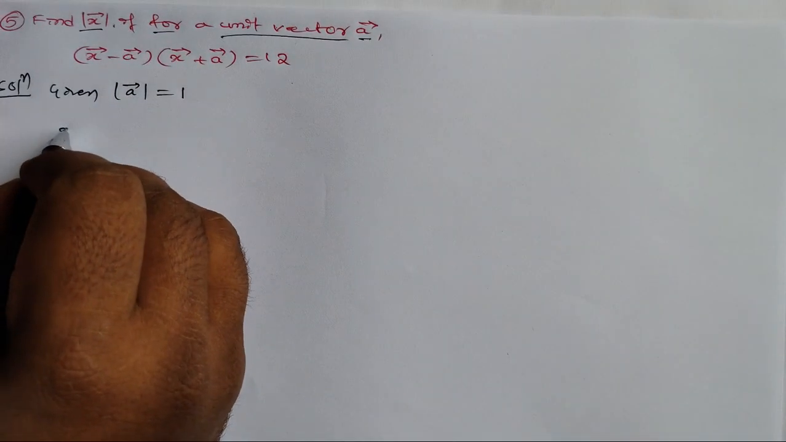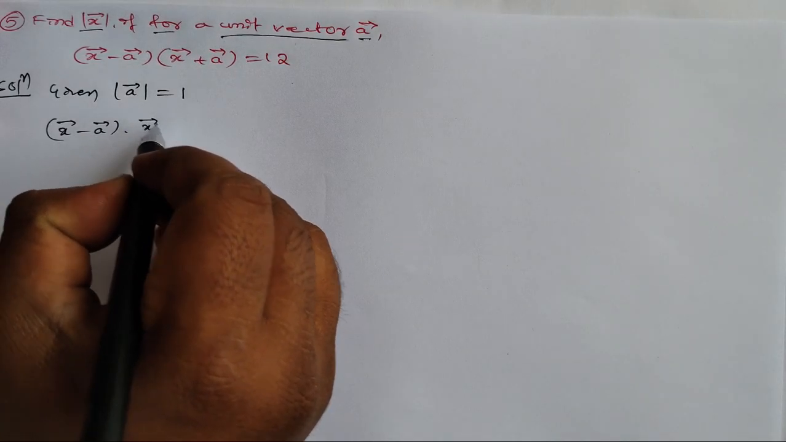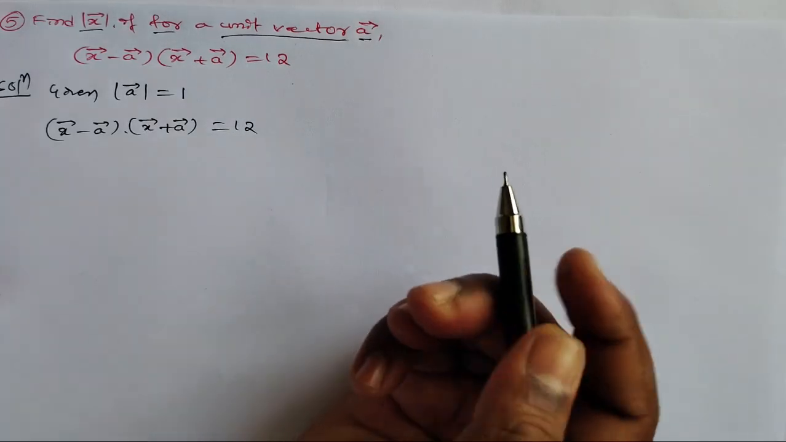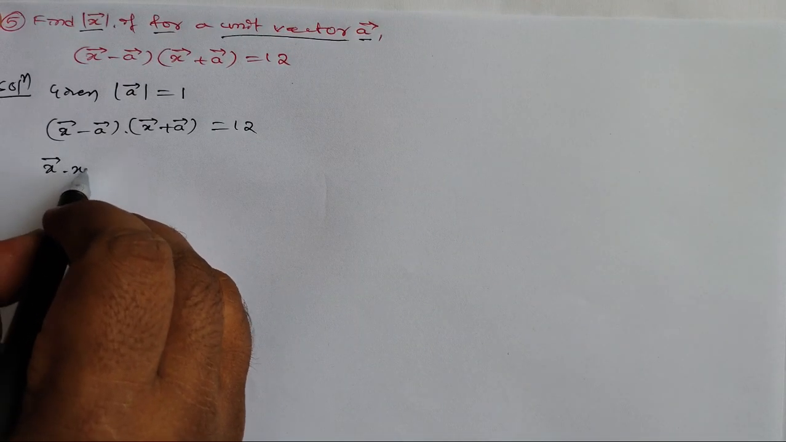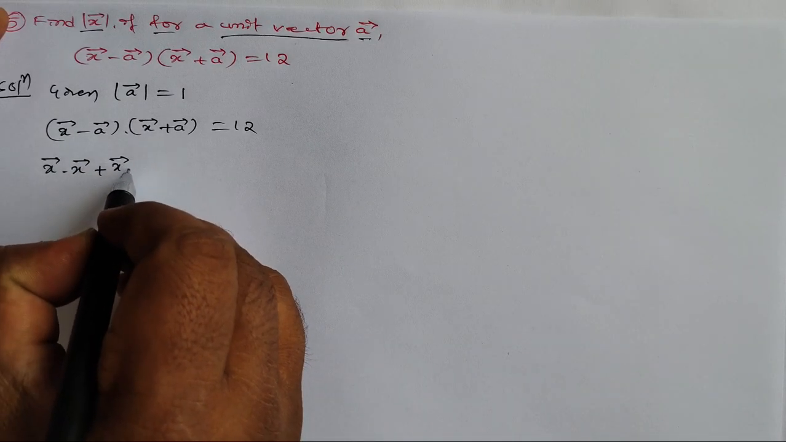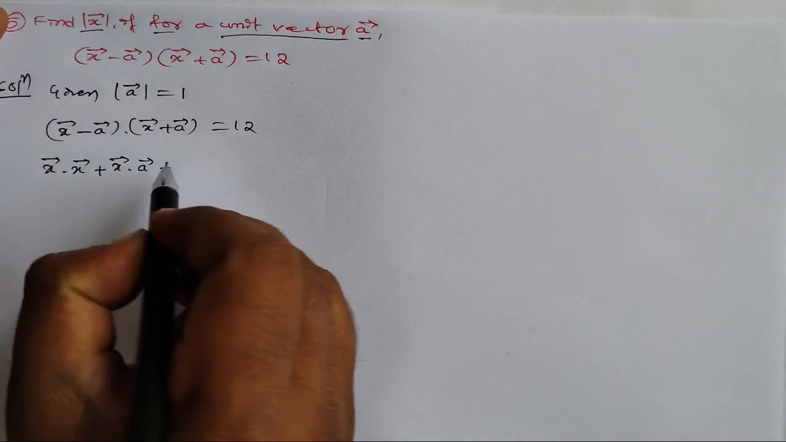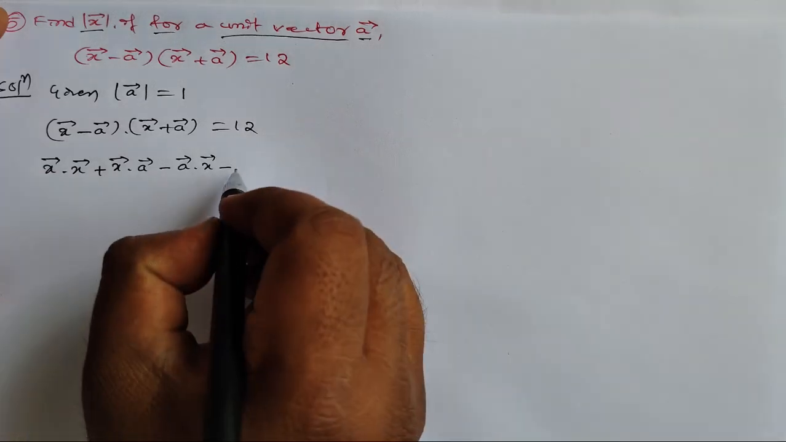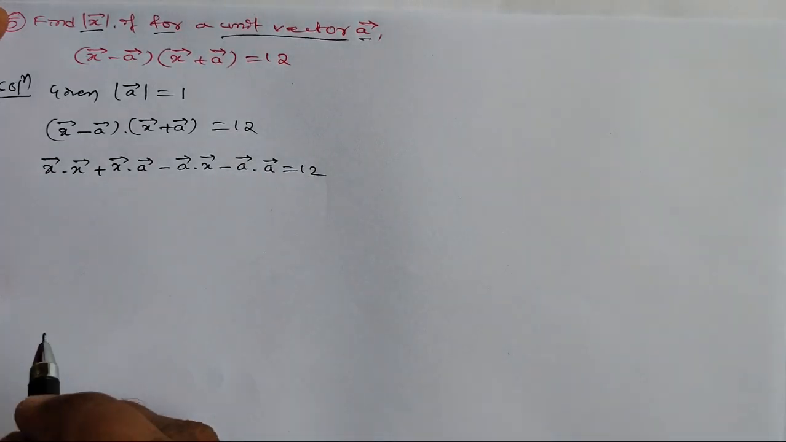So next, we have (x vector minus a vector) dot (x vector plus a vector) equal to 12. It is simple, right? First x vector dot x vector, next plus x vector dot a vector, multiplying term by term. Next it is minus a vector dot x vector, minus a vector dot a vector is equal to 12, right?